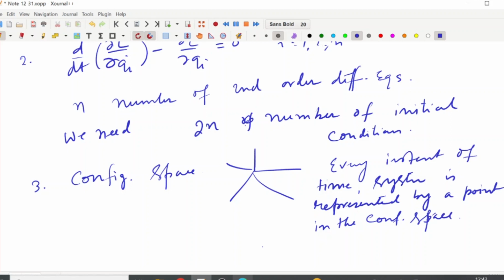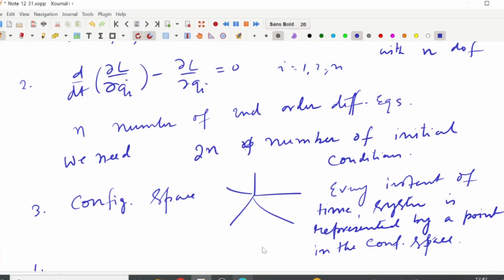One more important point: you have an n dimensional configuration space, and you need 2n initial conditions to find a solution. As the system moves in the configuration space, that point in the configuration space moves from one place to another.